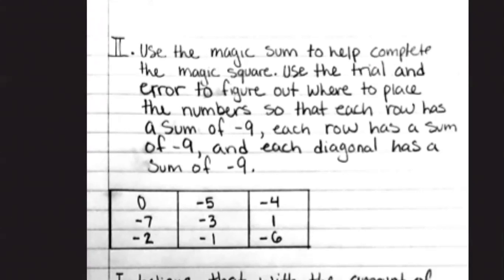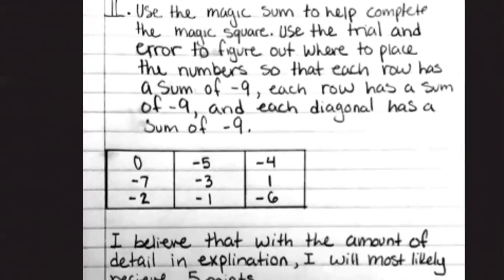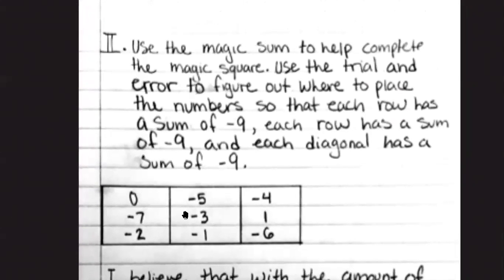But if I wouldn't have, I would have been going around in circles for a long time. But that's the whole point of using trial and error to figure out where to place the numbers. So that is how I did that.